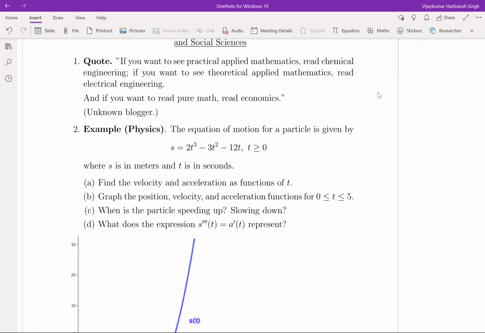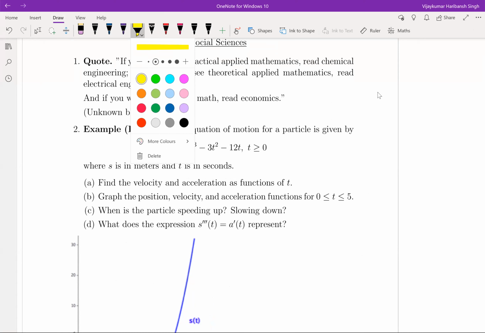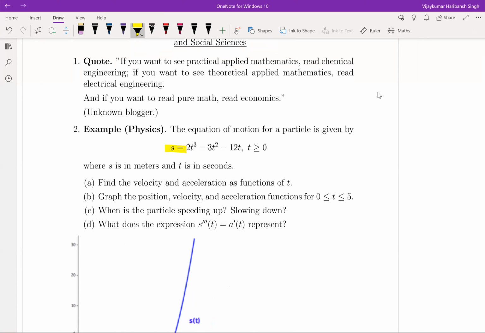The equation of motion of a particle is given by this formula. s(t) = 2t^3 - 3t^2 - 12t for t greater than or equal to 0, where s is measured in meters and t is measured in seconds.